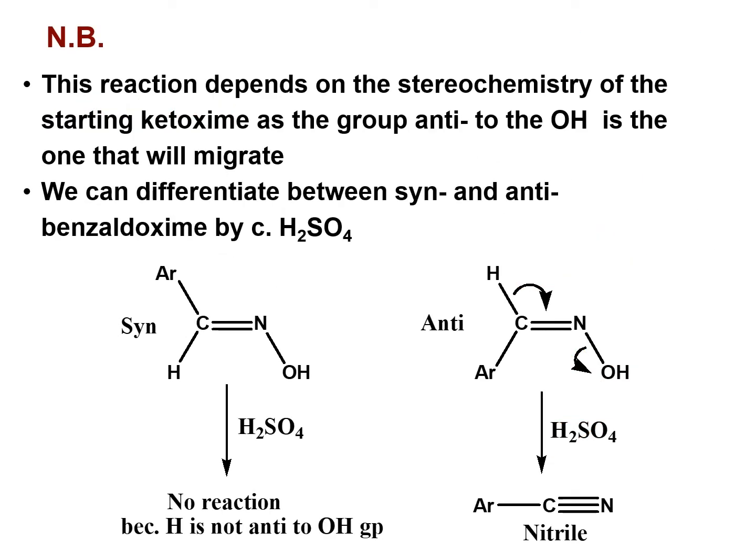We said that you have a very similar reaction, or you can use the same principle to differentiate between the aldoximes, where you add concentrated sulfuric acid to your aldoxime. If the hydrogen is in the same position, this reaction will not proceed, while if the hydrogen is in the anti-position, the reaction will proceed, giving the nitrile or the cyano compound.